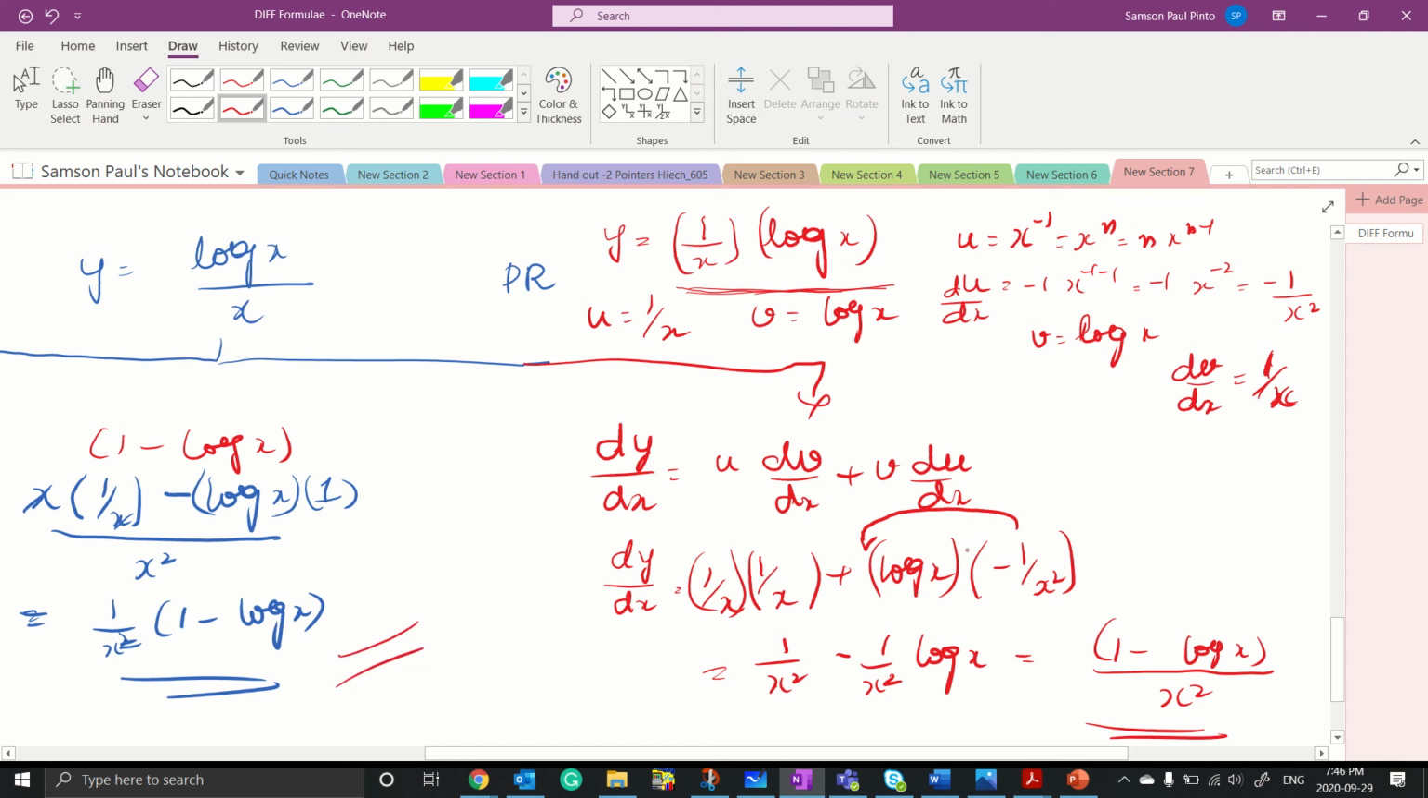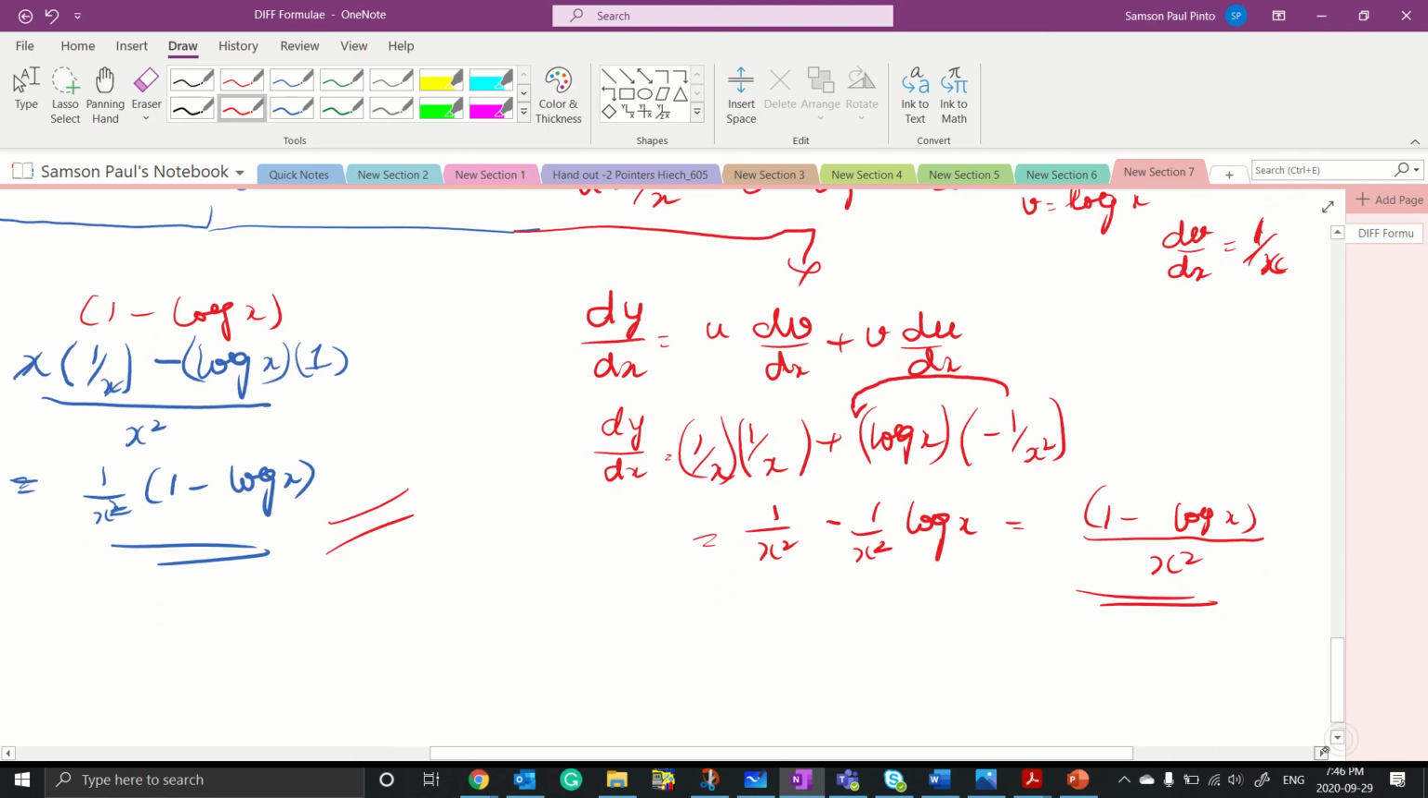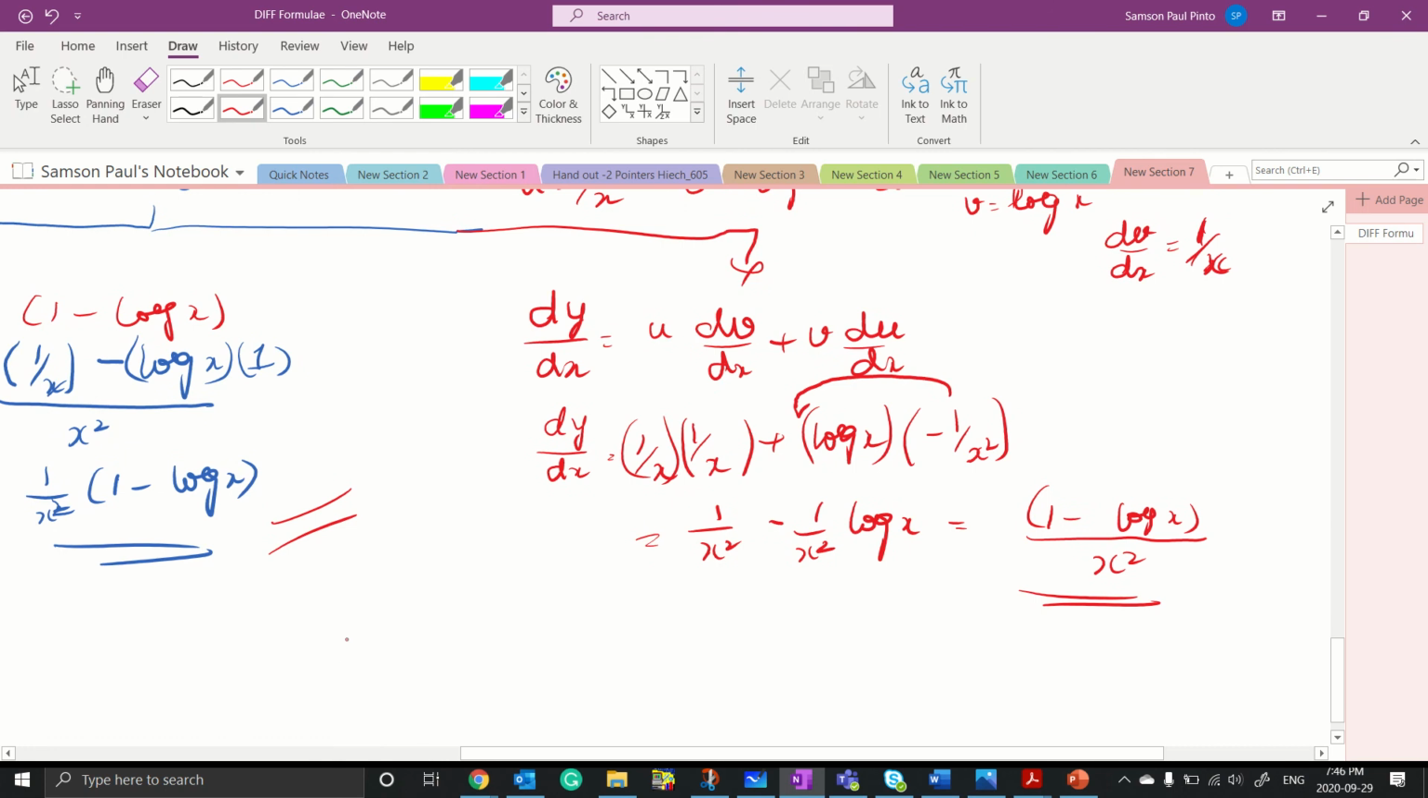Okay, so in conclusion, what I'd like to say is you can really avoid the quotient rule. You can actually avoid the quotient rule. Let me not write quotient rule, let me just write it as QR. Okay, you can just avoid the quotient rule. Someone might ask, what if log x is in the denominator, okay, you have something like x square by log x.